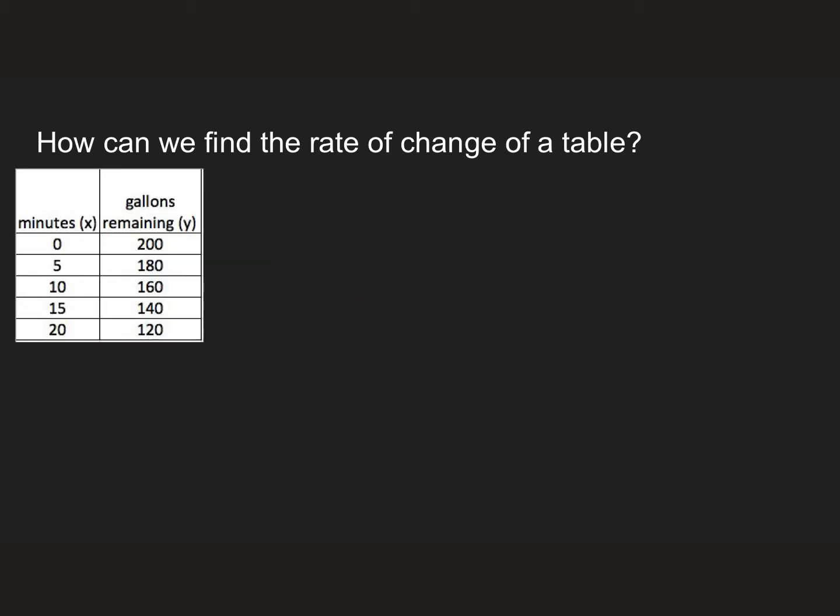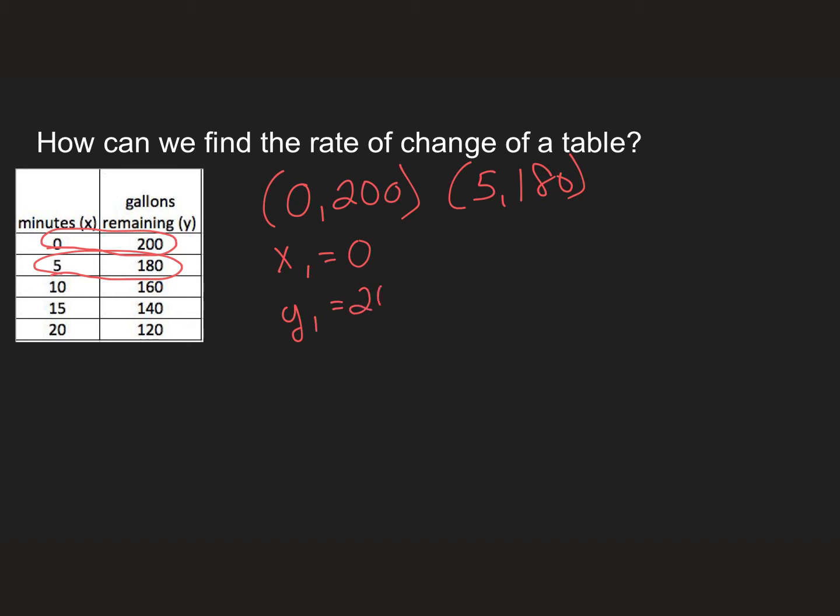So now what if I'm looking at one where it's a little bit different? In this case, I'm still doing the same thing. I'm going to take 2 points. I've got my x and my y. So my points are 0, 200, and 5, 180. So x1 is 0, y1 is 200, x2 is 5, y2 is 180.